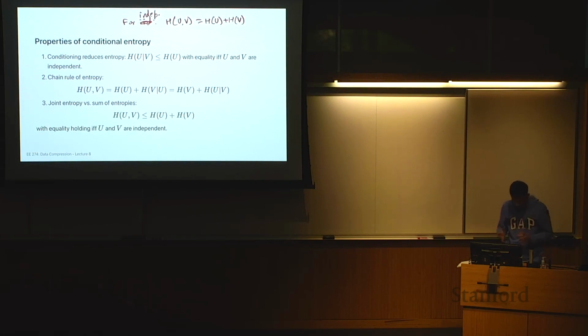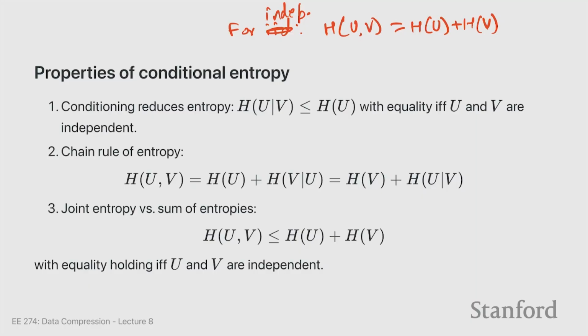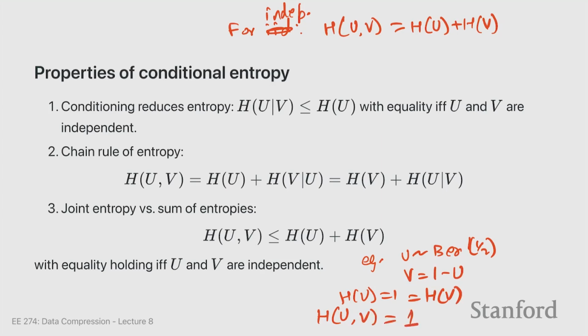So I hope this is somewhat right. If we do this simple example, where U is Bernoulli half and V is 1 minus U, right? H(U) will be 1, so will be H(V), but the joint entropy of U and V is actually still 1. So this is less than H(U) plus H(V), right? Here, knowing one of them basically tells you the other one. So compressing them jointly is much better than compressing them independently. That is the whole idea of all of this, right?